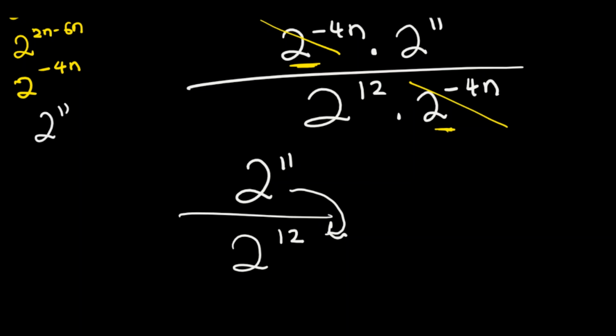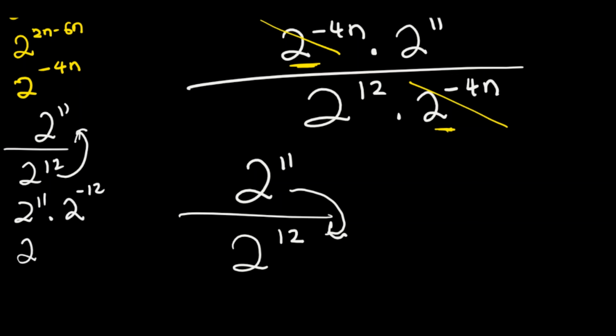What do I mean by that? I'm having 2 to the power of 11 over 2 to the power of 12. I take this one upwards. I have 2 to the power of 11 multiplied by 2 to the power of minus 12, of which when you add the exponents, 2 to the power of 11 minus 12, it's going to be 2 to the power of minus 1. I still need to take it down so that I have 1 over 2, right? So you can simply say this is your answer.